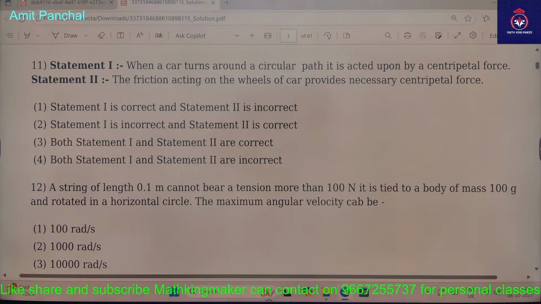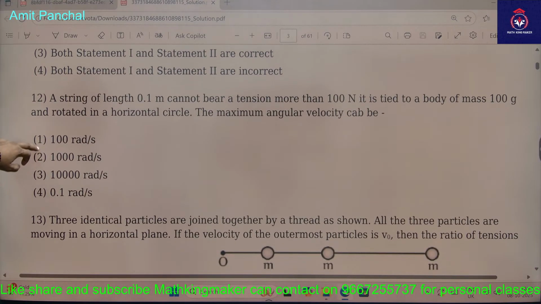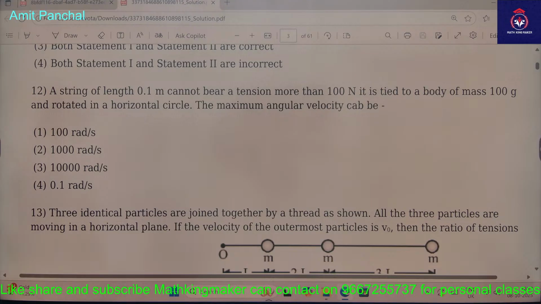What question should I do next, sir? 11th. I already said 11th. What statements are correct? So tell me what statements are correct. Both of them. Okay, so both statement 1 and statement 2 are correct. Okay, great. So now the next question. Just give it a try.